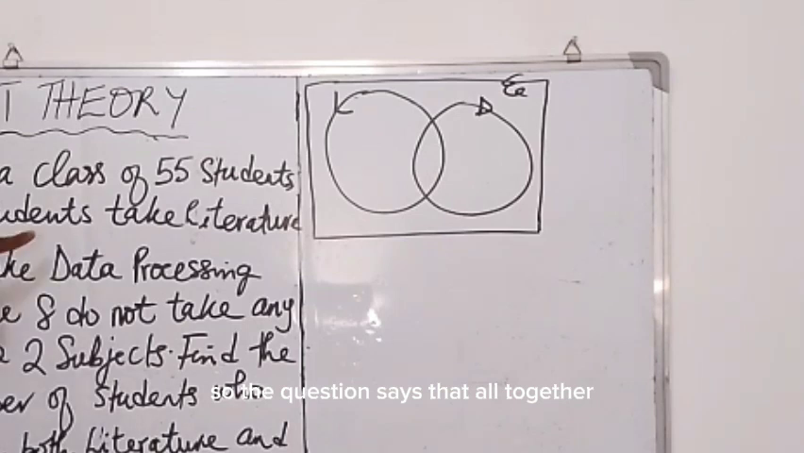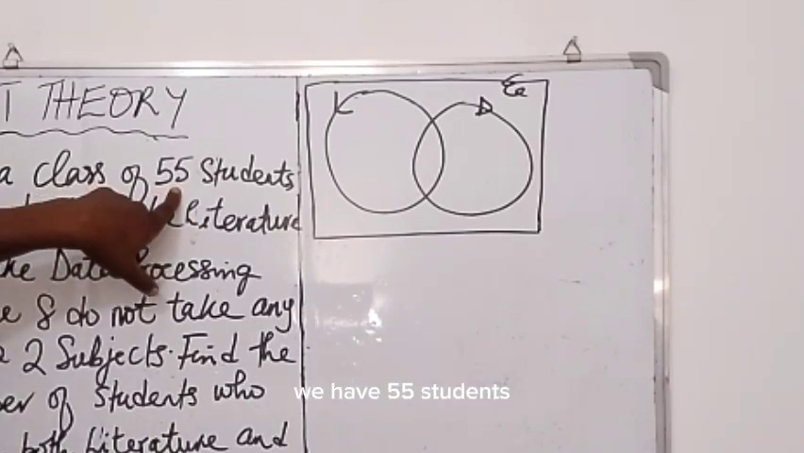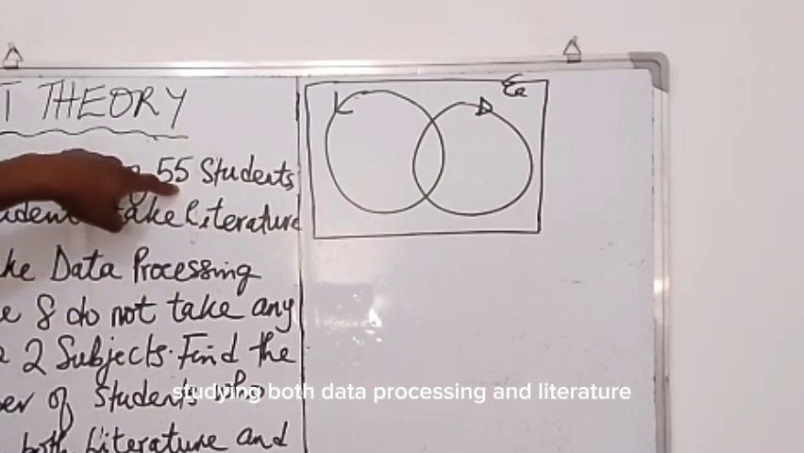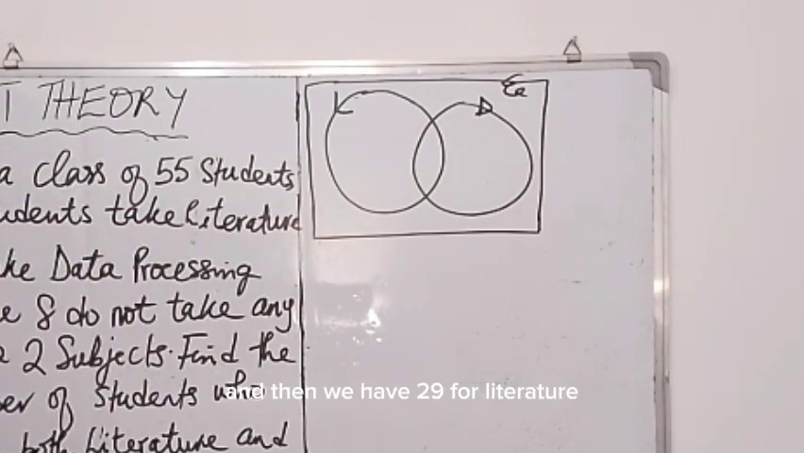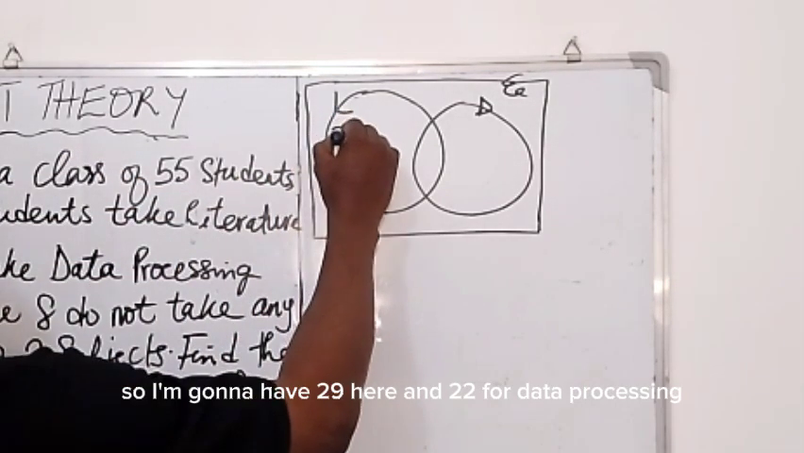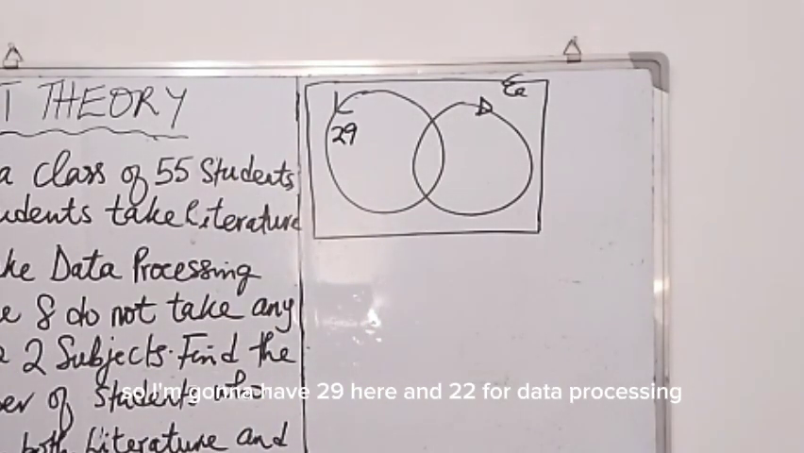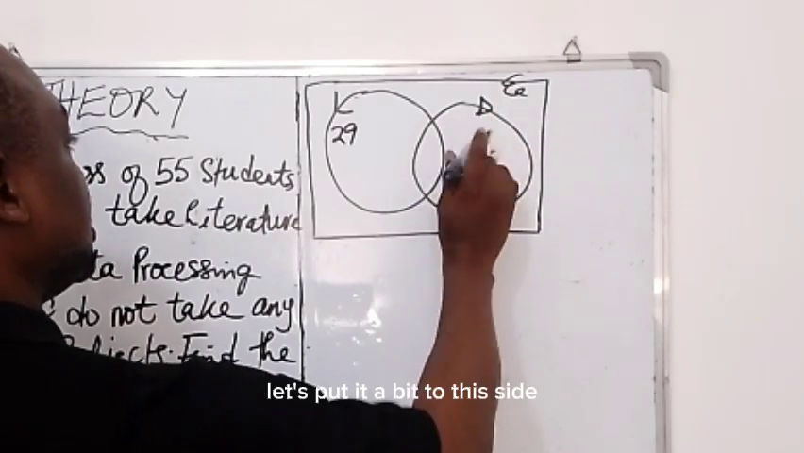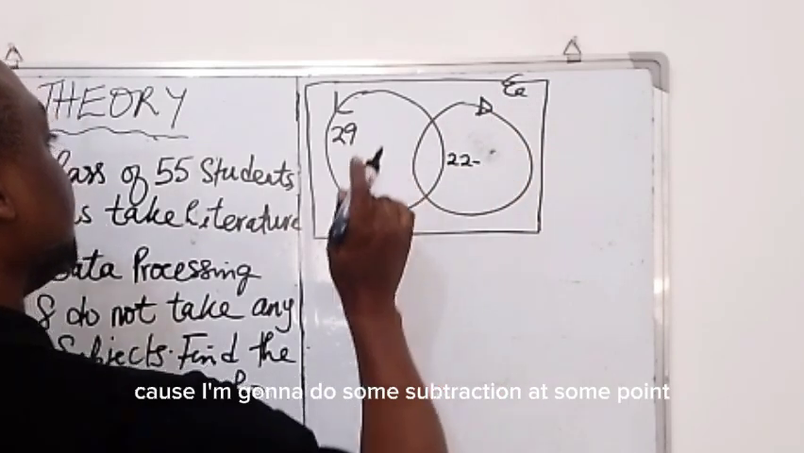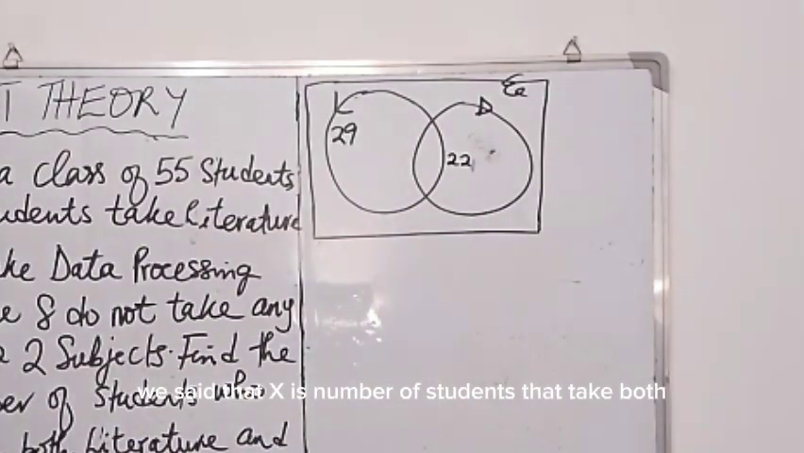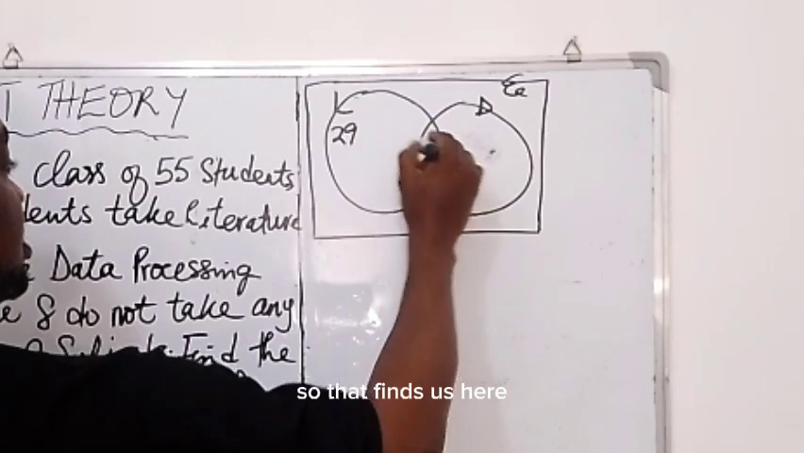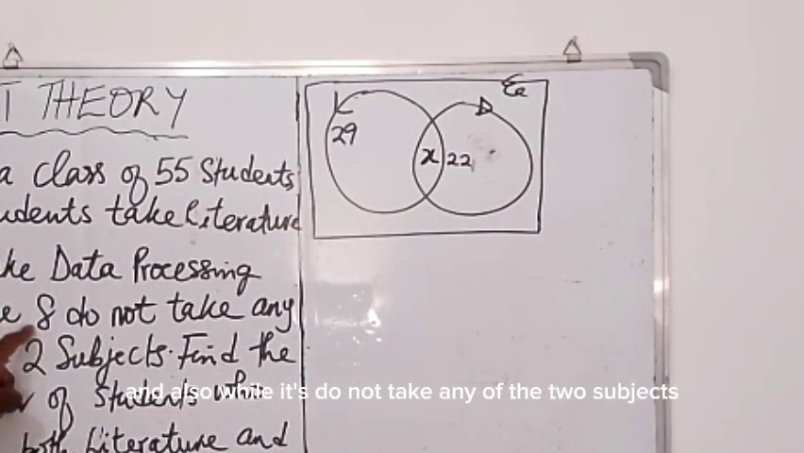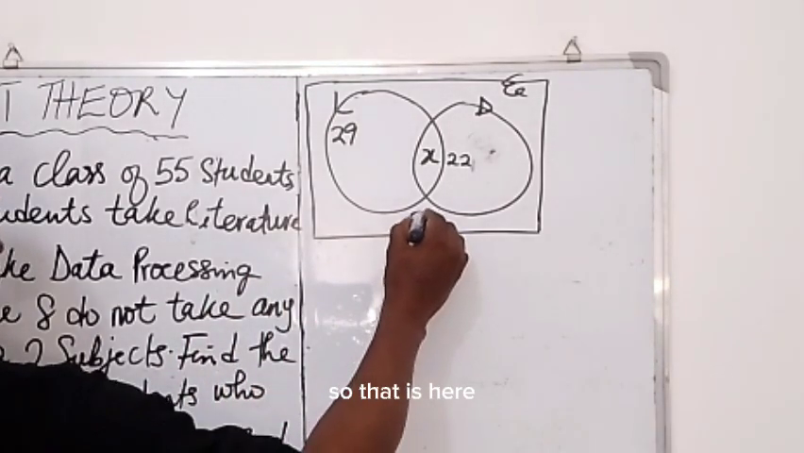So the question says that altogether we have 55 students, and then we have 29 for literature. So I'm going to have 29 here and 22 for data processing. So I'm going to have 22 here. Let's put it a bit to this side because I'm going to do some subtraction at some point. Then we said that X is the number of students that take both. So that finds us here. And also, 8 do not take any of the two subjects. So that is here.